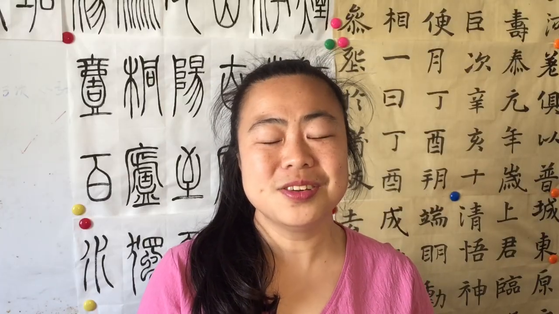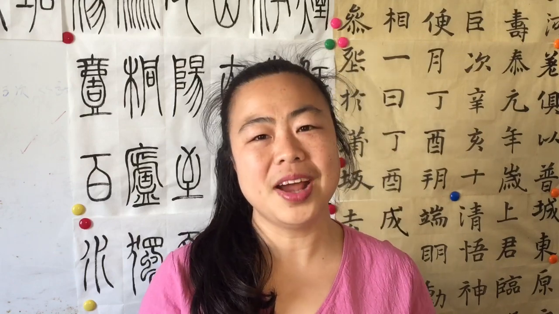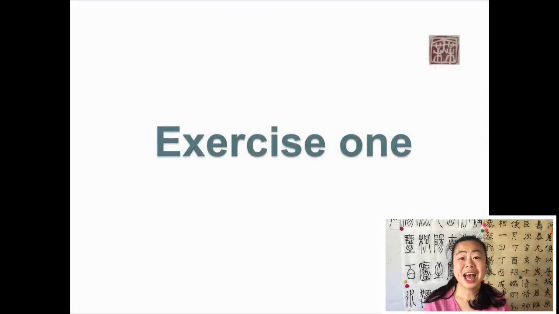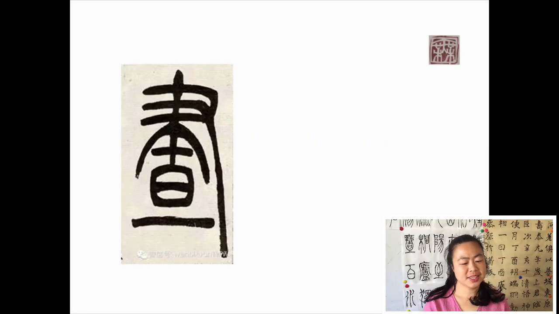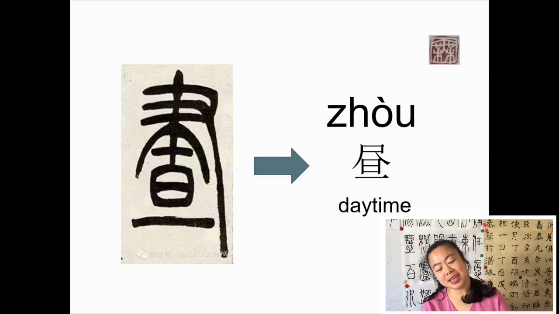Okay, now let's look at these two characters that we are going to practice in this lesson. Now let's look at the first character. The first character is like this, and in modern character it is this and pronounced as zhòu, which means the daytime. So what story does this character have? How can it become daytime?